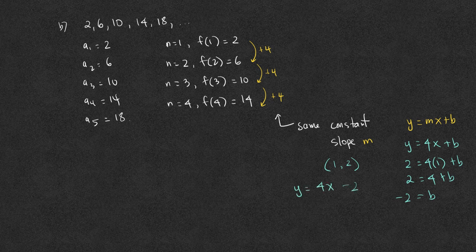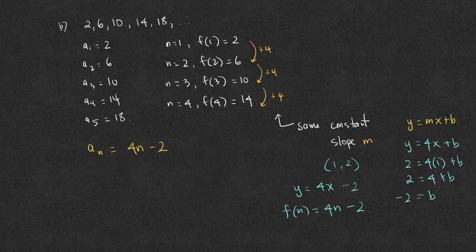But there's no x in this formula. This is a sequence, so we need to use n for the input. And so f of n equals 4 times n minus 2. The nth term formula we're looking for is a sub n equals 4n minus 2.